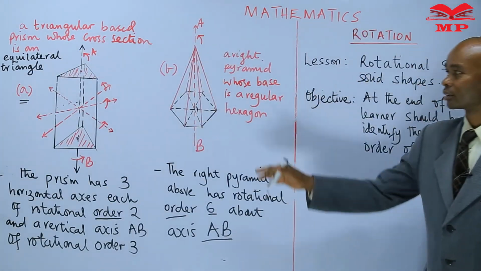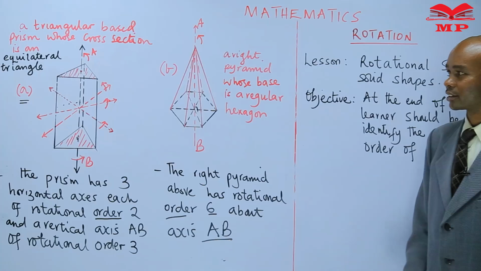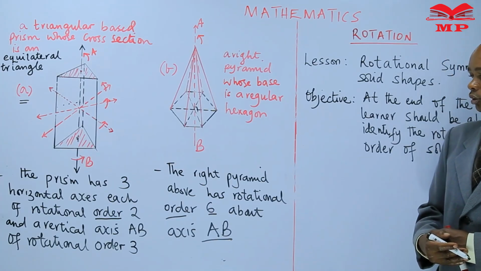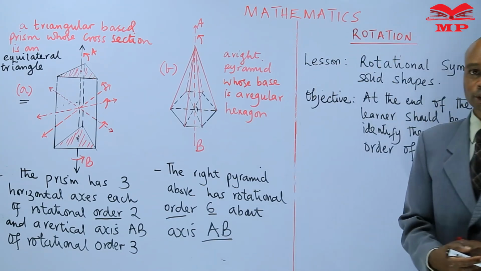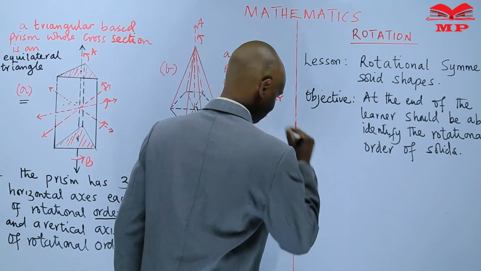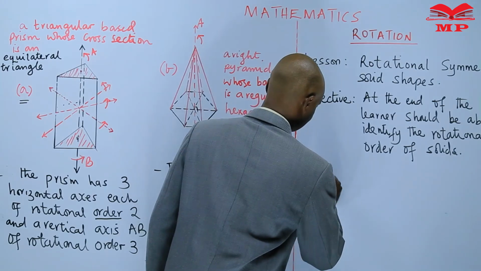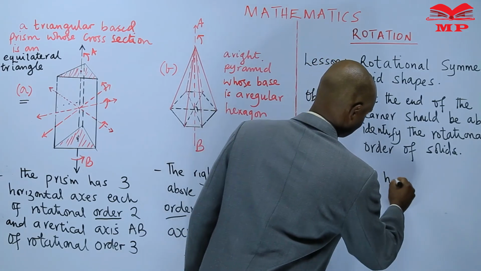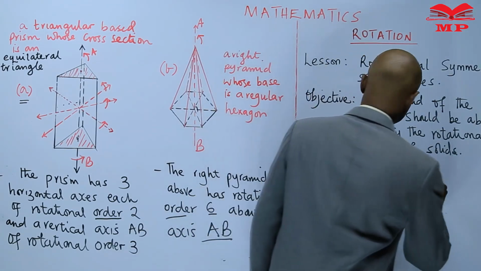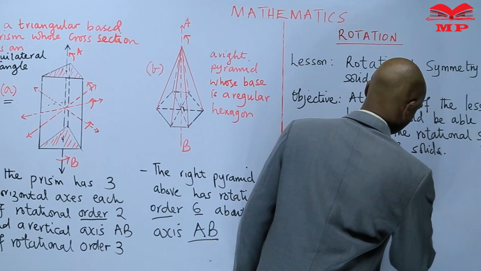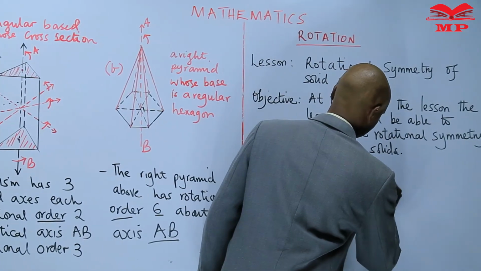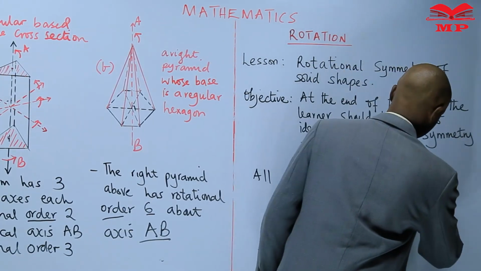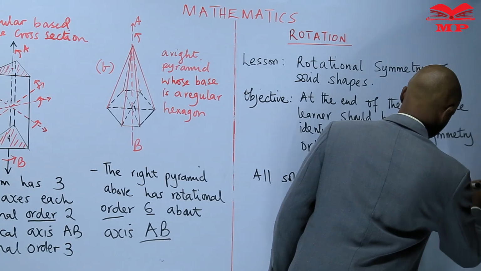You notice that the shape of the base contributes a lot to knowing what will be the rotational order of that. So we come and say also that all solids have a rotational order of 1.